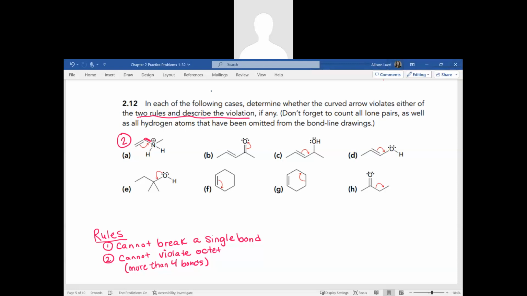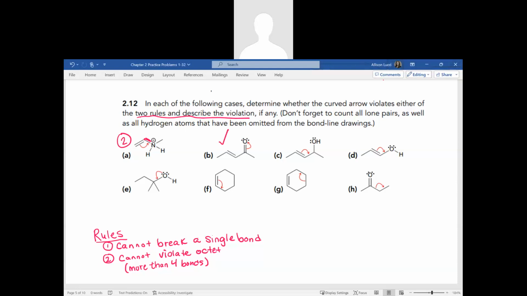Molecule B, we're going to look at the movement of the electrons in the double bond from the carbon to the oxygen to being on just the oxygen. And this structure is okay. After this curved arrow movement of electrons, that structure would be fine as well. So that does not violate.